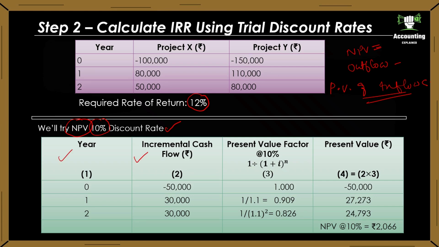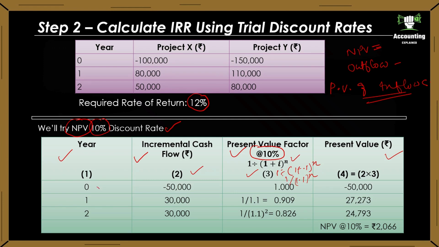Here, incremental cash flow, that's now we have found present value factor at 10%. Present value, we have taken discount rate, we have taken it as 10%. So the formula for finding present value is 1 divided by (1 plus i) the whole power n. In this case, it will be 1 divided by (1 plus 0.1) the whole power 1, which becomes 1 divided by 1.1 to the whole power n. Next, present value. Present value is found out by multiplying 2 into 3, second column into third column.